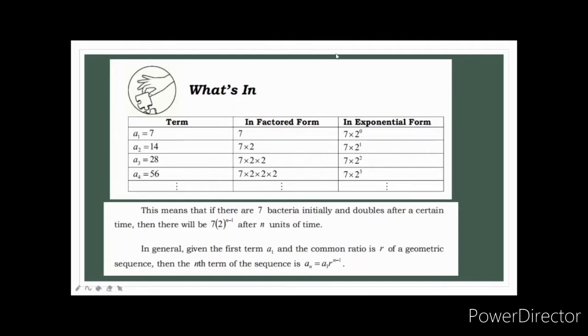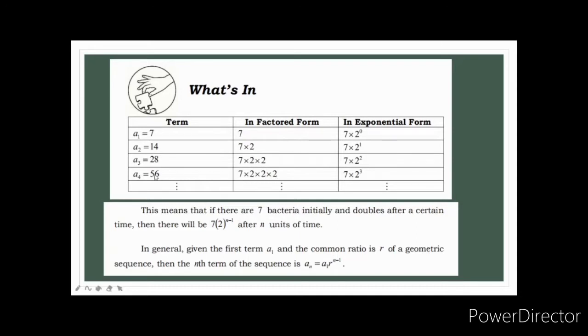The table below has 3 columns. The first column is represented by term, second in factored form, and the third in exponential form. Under the term, we have a sub 1 is equal to 7, a sub 2 is equal to 14, a sub 3 equals 28, a sub 4 equals 56. The next column in factored form, we have 7, next is 7 times 2, next we have 7 times 2 times 2, and the next is 7 times 2 times 2 times 2.